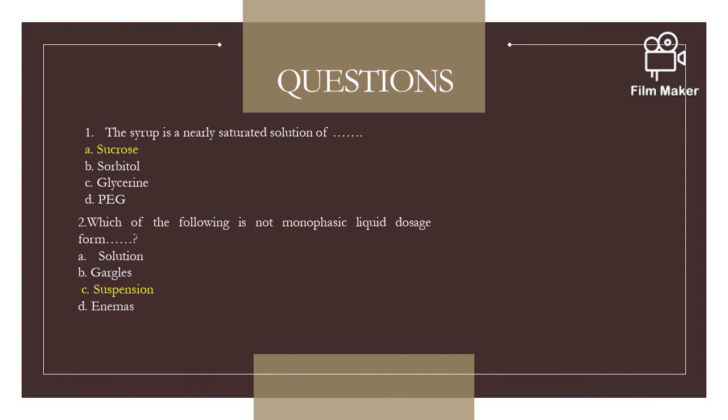First question: the syrup is a nearly saturated solution of option A sucrose, option B sorbitol, option C glycerin, option D PEG. The correct answer is option A sucrose. Next, the second question: which of the following is not a monophasic liquid dosage form? Option A solution, option B gargles, option C suspension, option D enemas. The correct answer is option C suspension.